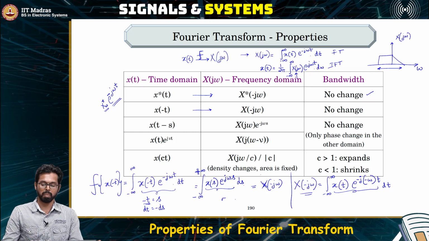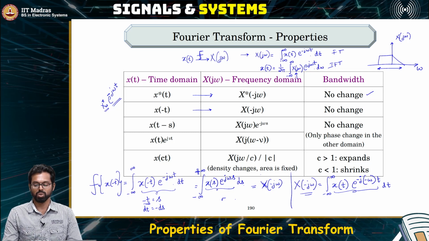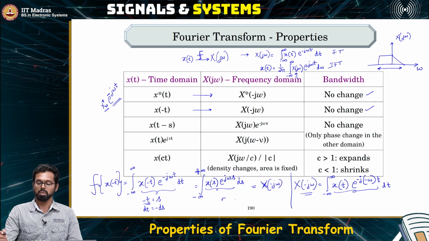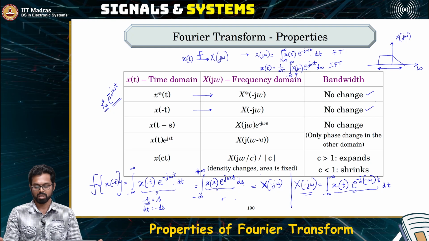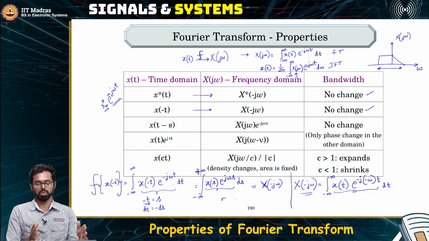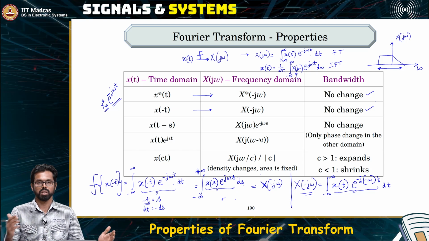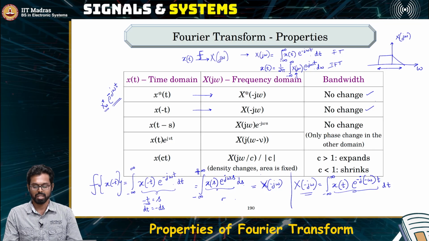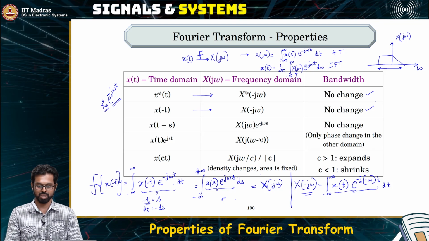So both these operations do not result in a change of bandwidth, because we are not changing the frequency components. We are only shifting the frequency components from negative to positive and positive to negative. So the amount of frequency components that are present is still the same. The bandwidth does not change.